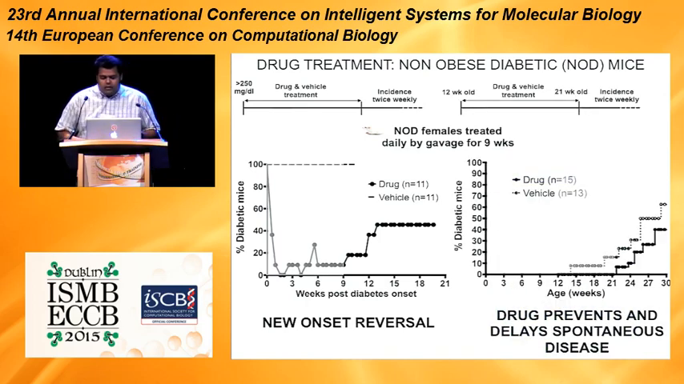Similarly, a prevention study was done, in which at 12 weeks of age, for 9 weeks daily, these mice were treated by gavage, which is by the mouth, and you can see that there is a delay in diabetes, and there is a difference between control and drug treated.